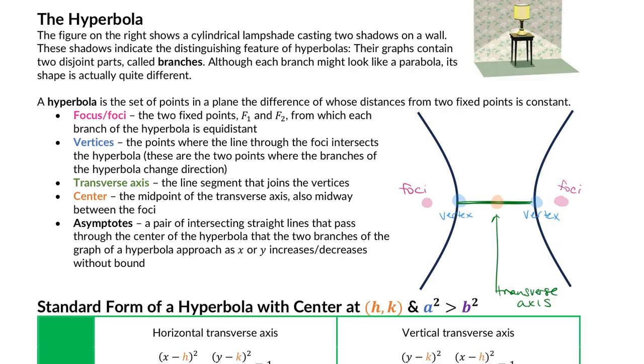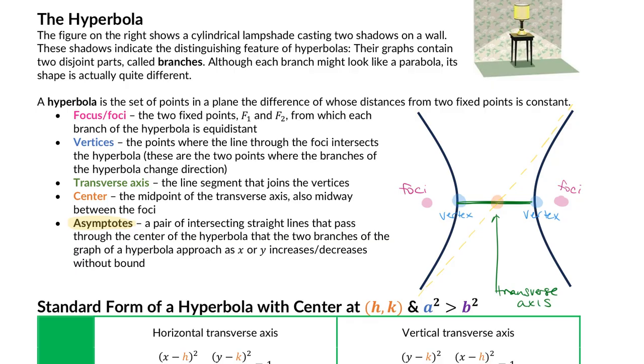But what this shape has that the other shapes do not are asymptotes. The asymptotes of a hyperbola are a pair of intersecting straight lines that pass through the center of the hyperbola, and that the two branches of the graph of the hyperbola approach as x or y increases or decreases without bound. It's a lot of words to say that these asymptotes are going to crisscross across the shape.